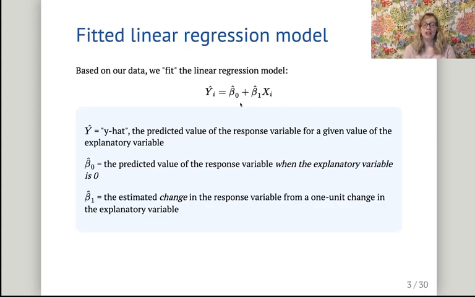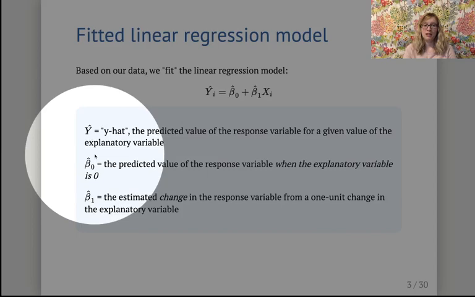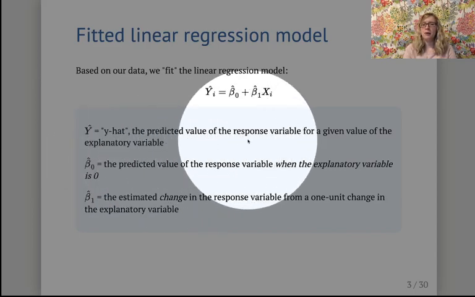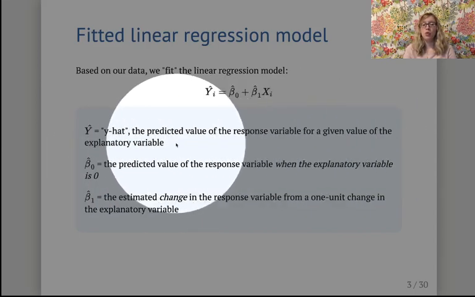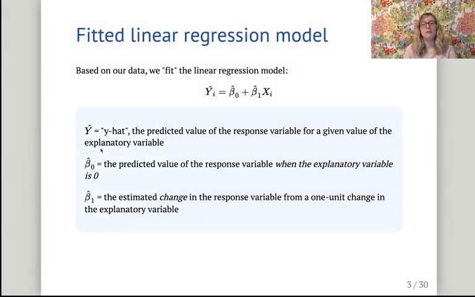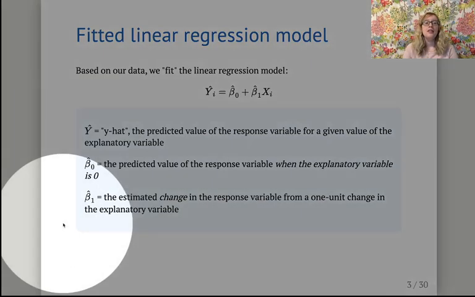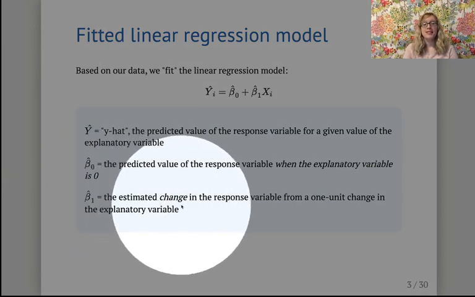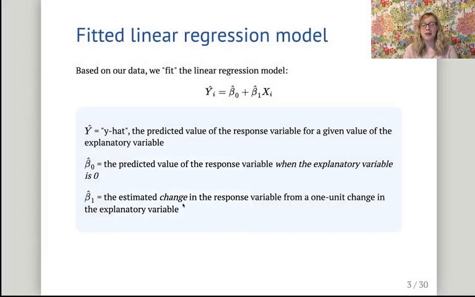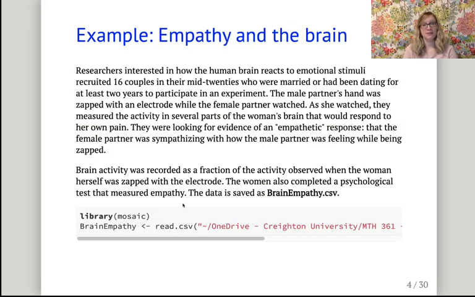Now the two parameters of this model, beta 0 and beta 1, have very special interpretations. So beta hat 0, or the predicted y-intercept, is the value of the response variable that we would predict when the explanatory variable x is equal to 0. Then beta hat 1 represents the estimated slope, or the estimated change, if you will. So what happens to our response variable y when we increase our explanatory variable x by 1 unit.